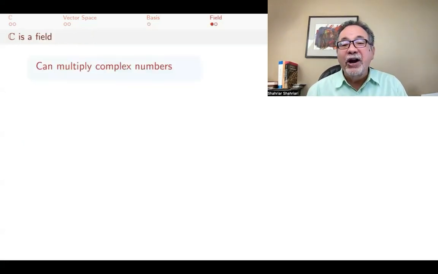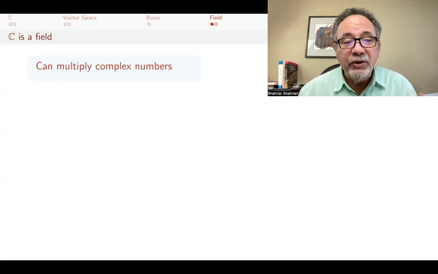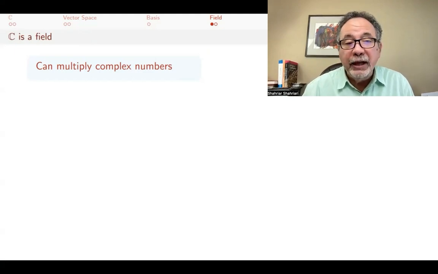The complex numbers are actually more than a vector space. They are a field, and I want to explain that. We can actually multiply complex numbers. Now, in a general vector space, we don't do that. Elements of Rn, we don't multiply them and get other elements of Rn, for example. But we can multiply complex numbers.